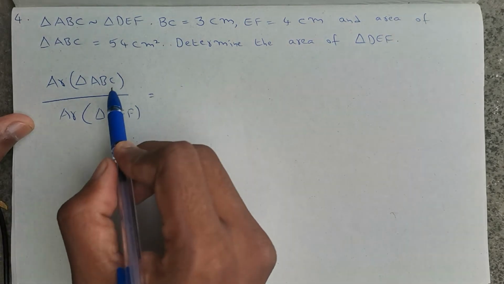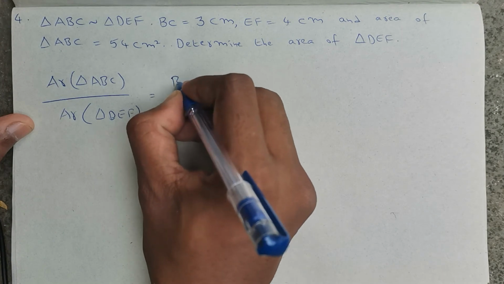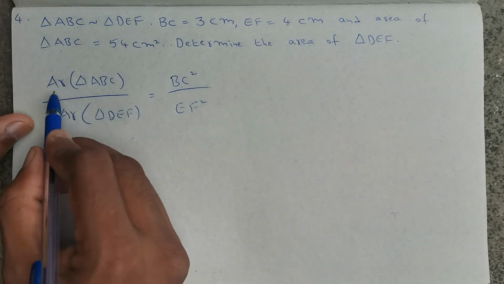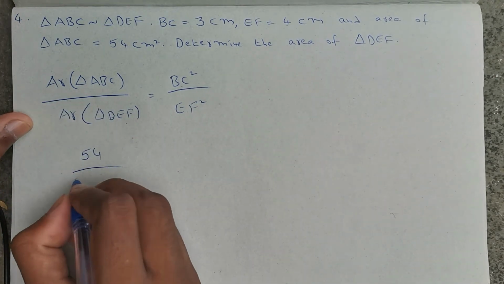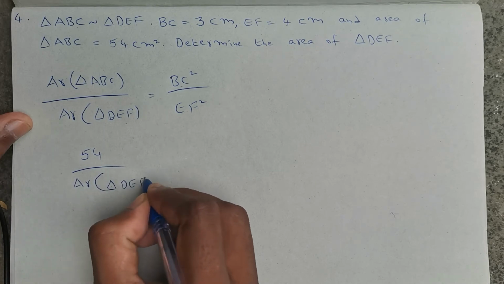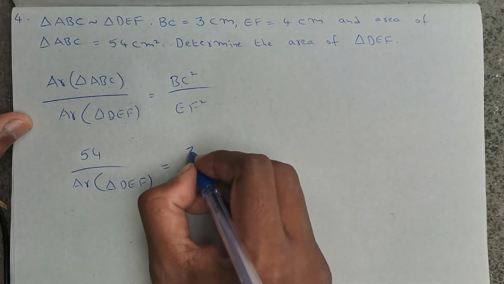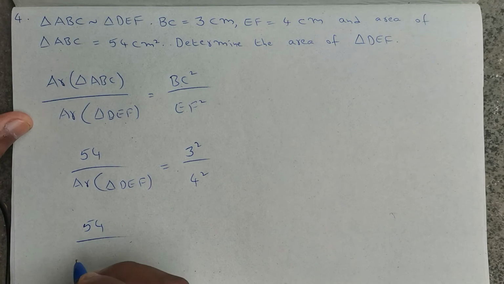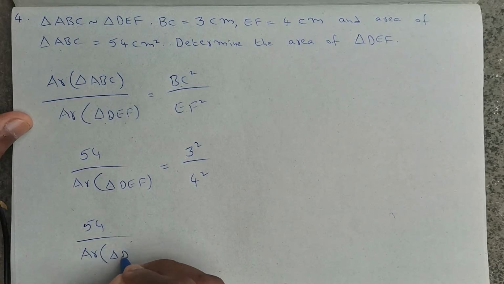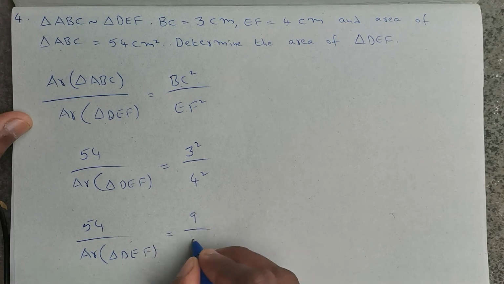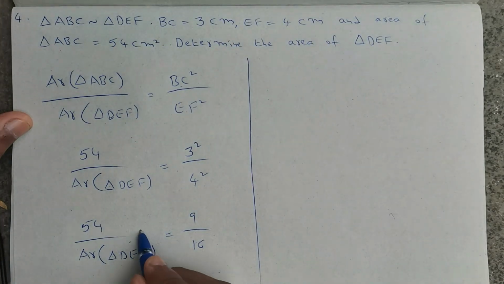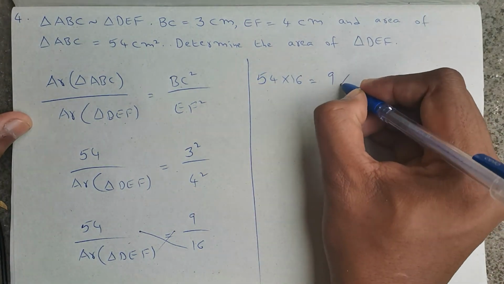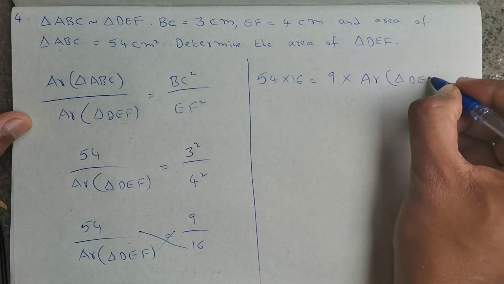So, in this ABC triangle he gave BC, so BC square divided by, in this DEF triangle he gave EF, so EF square. Area of triangle ABC is given as 54 divided by area of triangle DEF is equal to BC is given as 3, so 3 square divided by EF is given as 4, so 4 square. 54 divided by area of triangle DEF is equal to 3 square is 9 divided by 4 square 16. We will do cross multiplication. 54 into 16 is equal to 9 into area of triangle DEF.